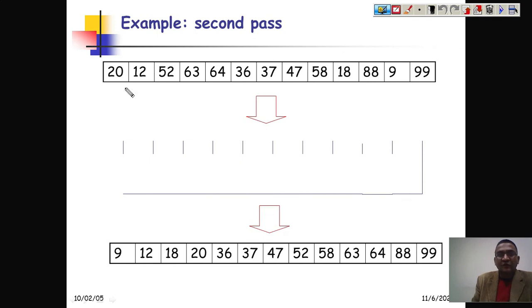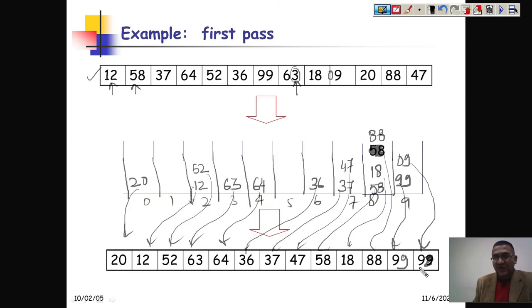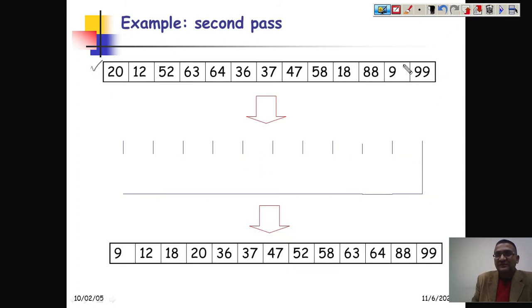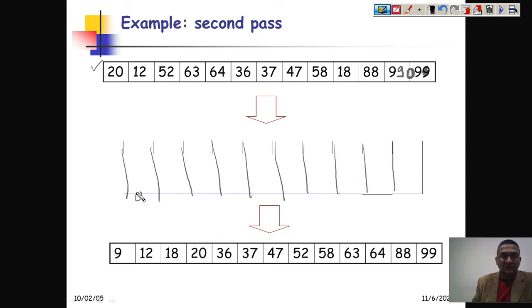So this is what we have achieved in the first pass. You can just have a look here. This is 99 and 9. So let me correct this. This is 99 and then 9. Okay. So now again we will do the same process. We will read it again and see how things will work. These are the bucket numbers.